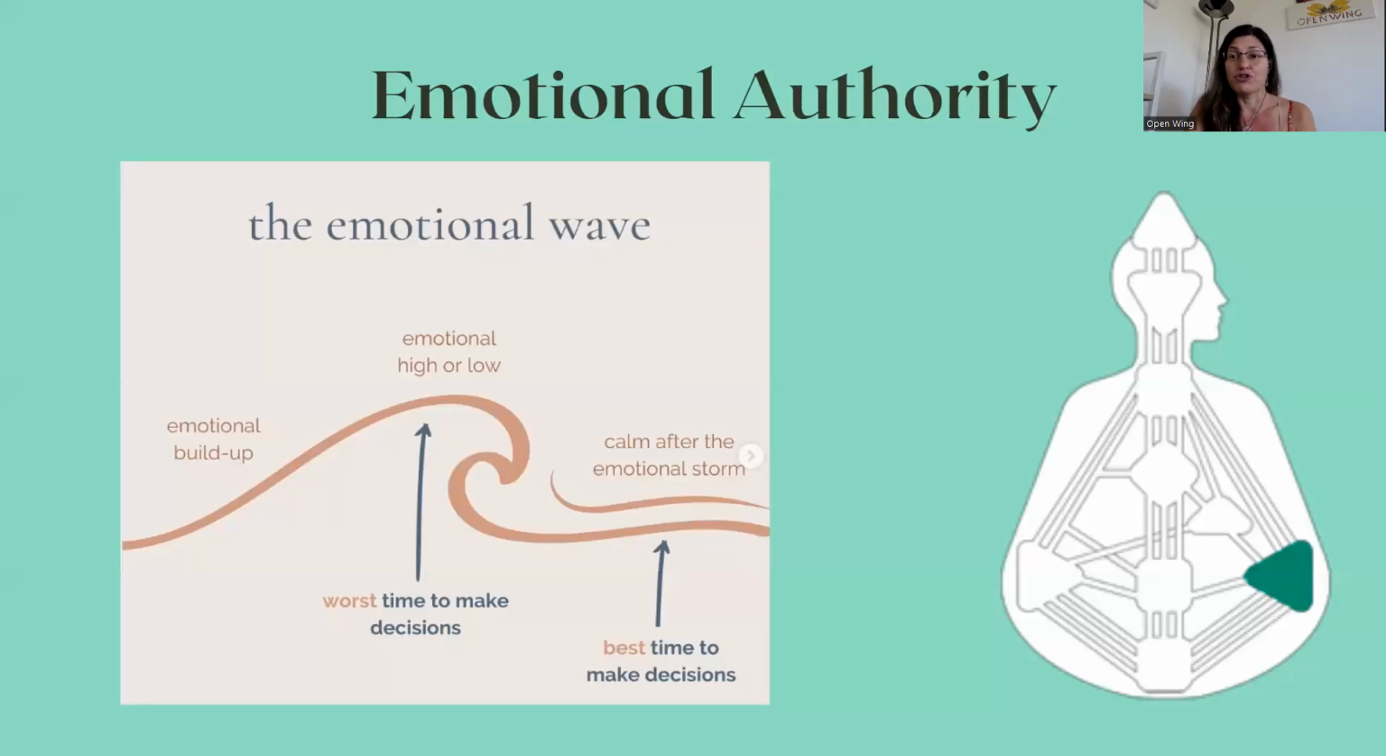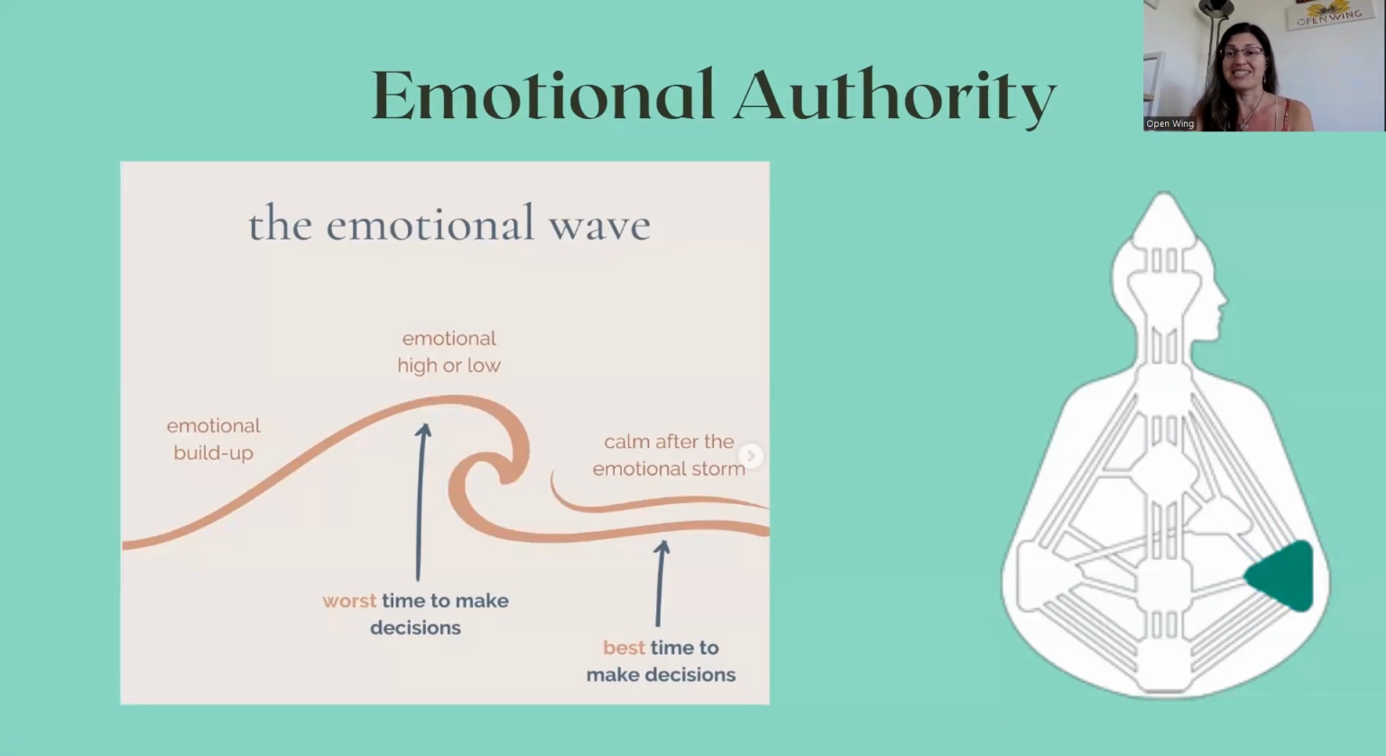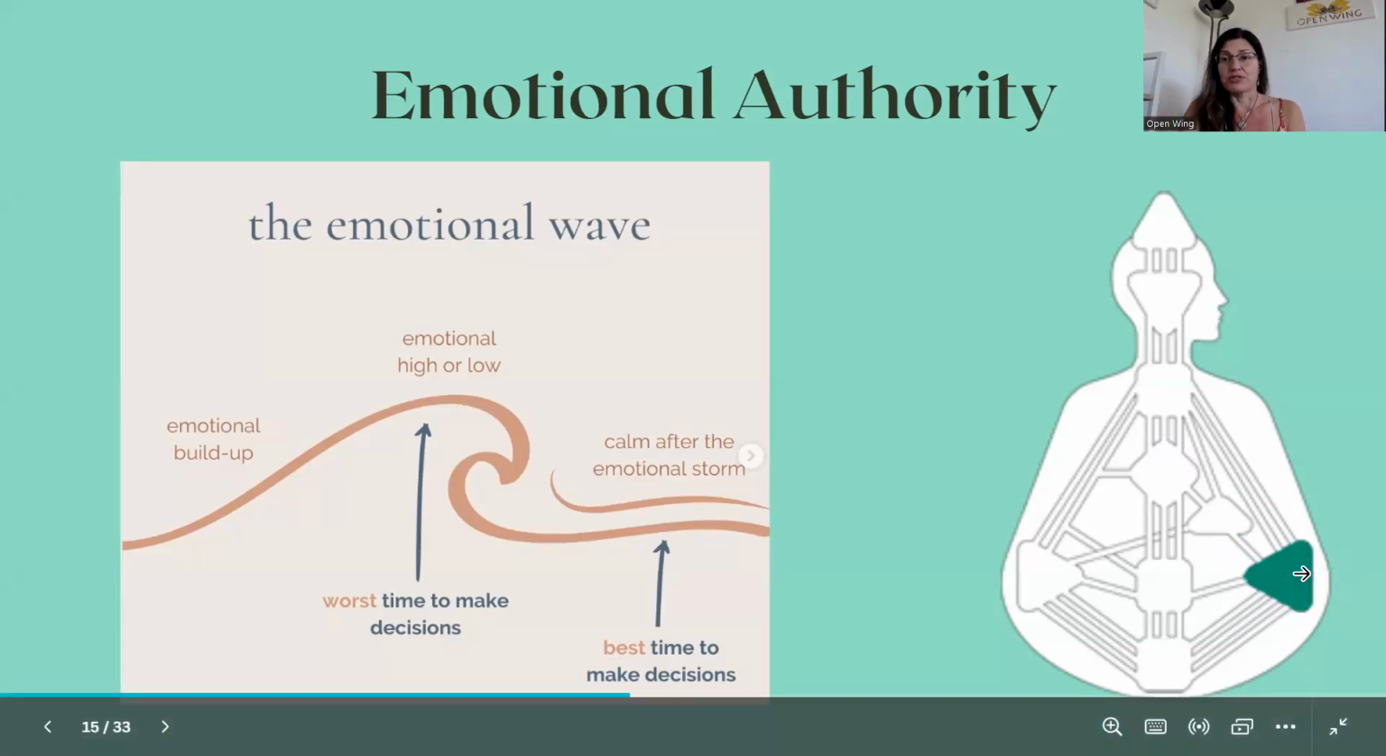Now, if we've got the emotional authority, this goes for all types, apart from the reflector, because they have no authority. They have to sound bored and wait. So if this part of your chart is defined, this is the solar plexus. This means you have emotional authority. This is the authority that trumps all authorities. If it's in your chart, the solar plexus defined, then you're emotional regardless of your type.